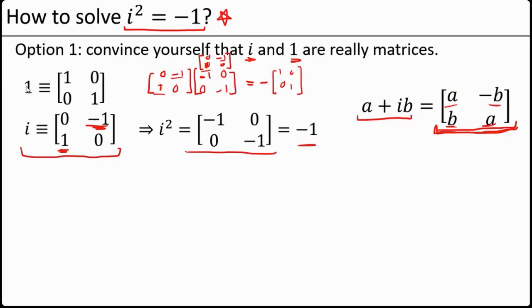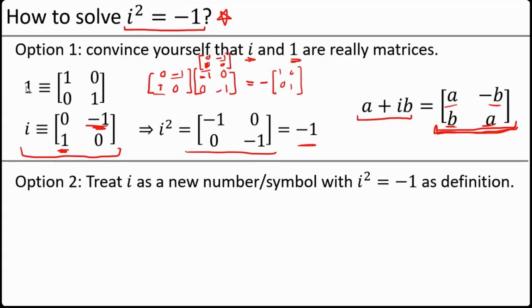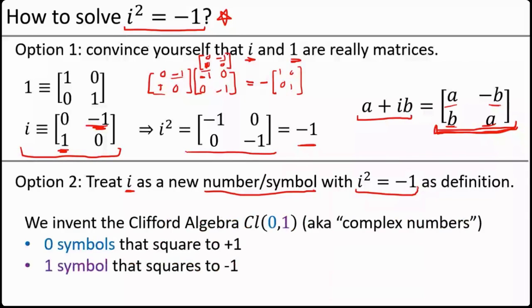But you're probably thinking, oh, this is just complex numbers. So the second option is that we don't really solve for i. We just treat it as a definition. So we just say, yeah, i is just a new number or a new symbol, and then i squared equals -1 is just the definition.